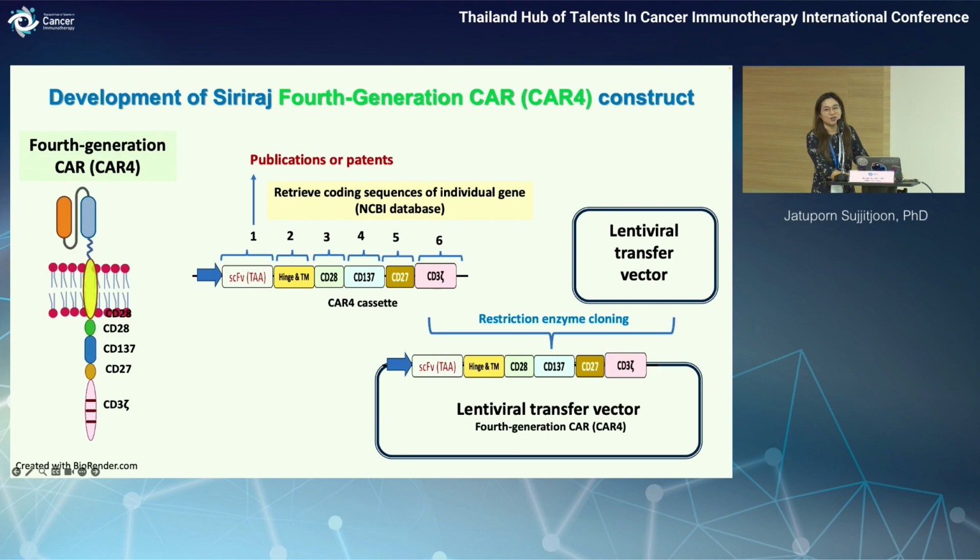That led us to success in generating CAR4, and we also developed different CAR4 generations targeting different tumor antigens by selecting different scFv fragments, usually derived from antibody clones that you use in the lab. The strategy we use is cloning the CAR4 cassette gene into a lentiviral transfer vector using the traditional restriction enzyme cloning strategy.